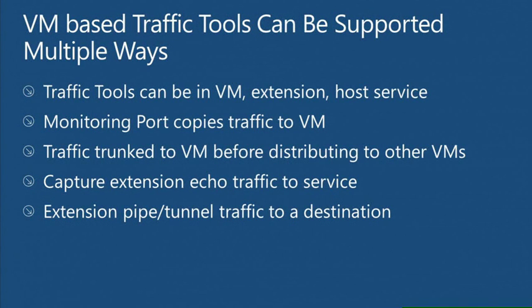I've talked about this a little bit as we've gone along here. There's a variety of different ways that you can implement traffic tools. They can either be in a VM itself, they can be an extension, they can be a service that the extension talks to. You can use trunk mode to pump it to the VMs. You can create pipes, etc. So there's a variety of different mechanisms that we've built in 2012 to support additional traffic tools.